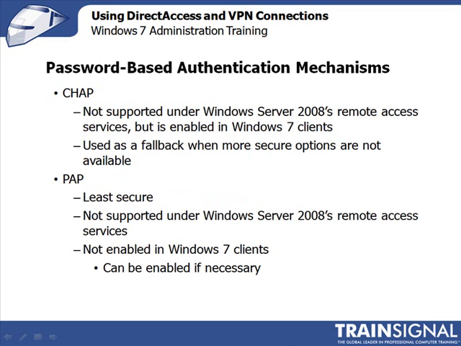It is, however, enabled in Windows 7 clients in order to allow Windows 7 to connect to other CHAP-based VPN servers. It's used as a fallback when more secure options are not available. PAP, or Password Authentication Protocol, is the least secure, and it's not supported under Windows Server 2008's remote access services, nor is it enabled by default in Windows 7, although it can be enabled if it becomes necessary to connect to one of these relatively insecure VPN clients.